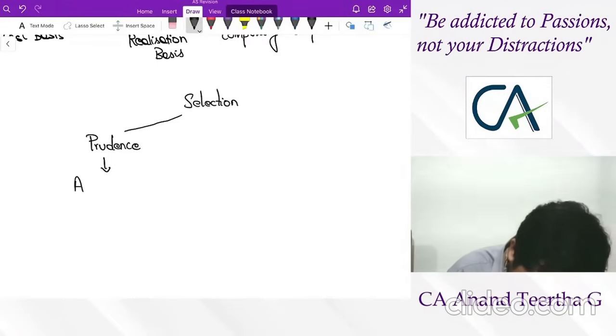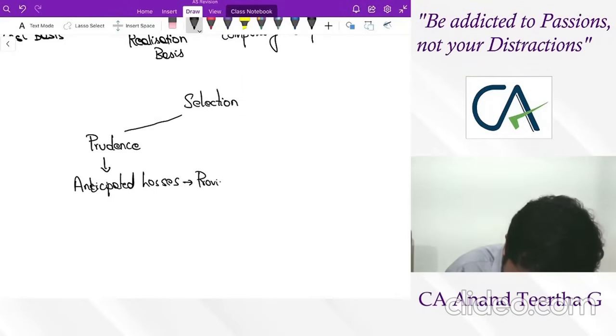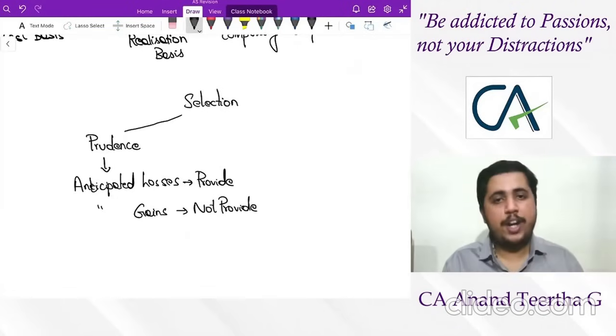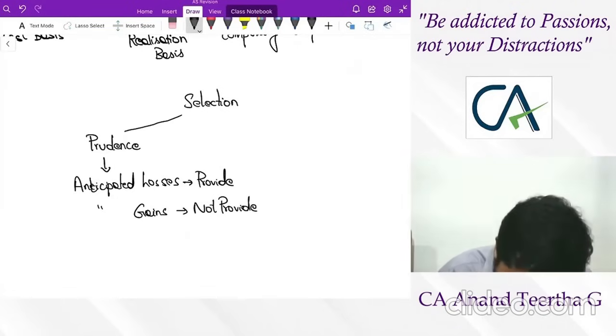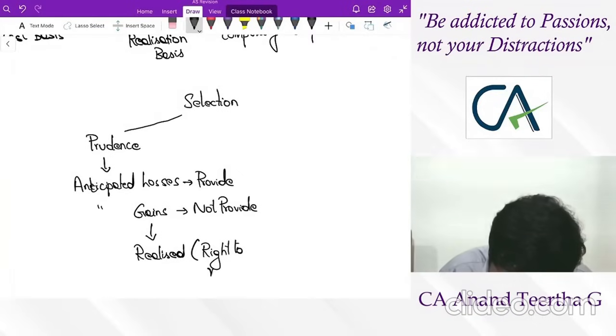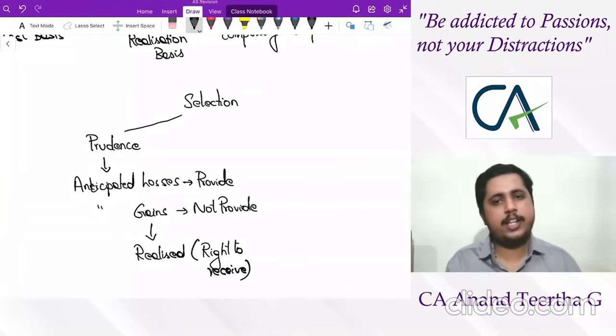It tells that anticipated losses can be provided, but anticipated gains are not to be provided. However, when do you provide the gains then? Gains are allowed only when it is realized. What do you mean by realized? Received or a right to receive is considered. I make a credit sale, I get right to receive, then it is realized.